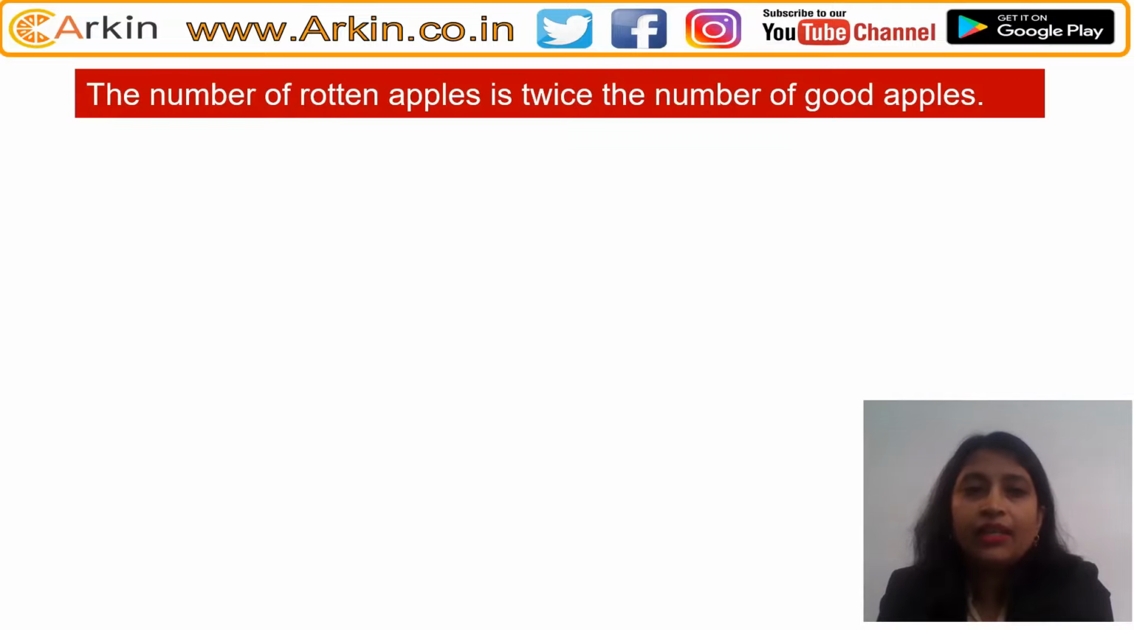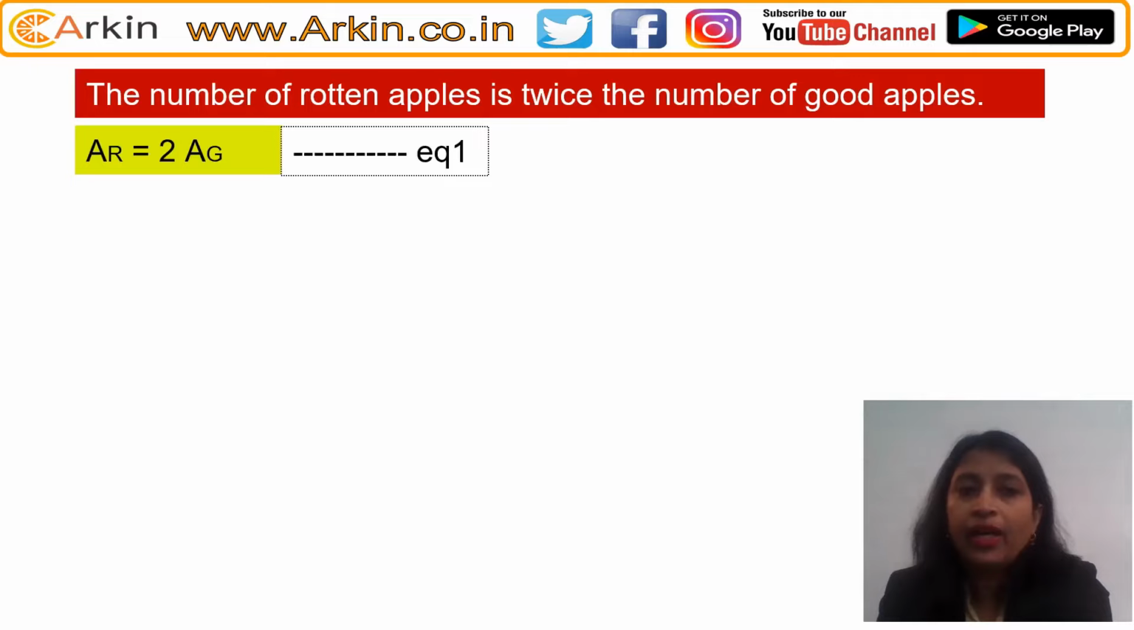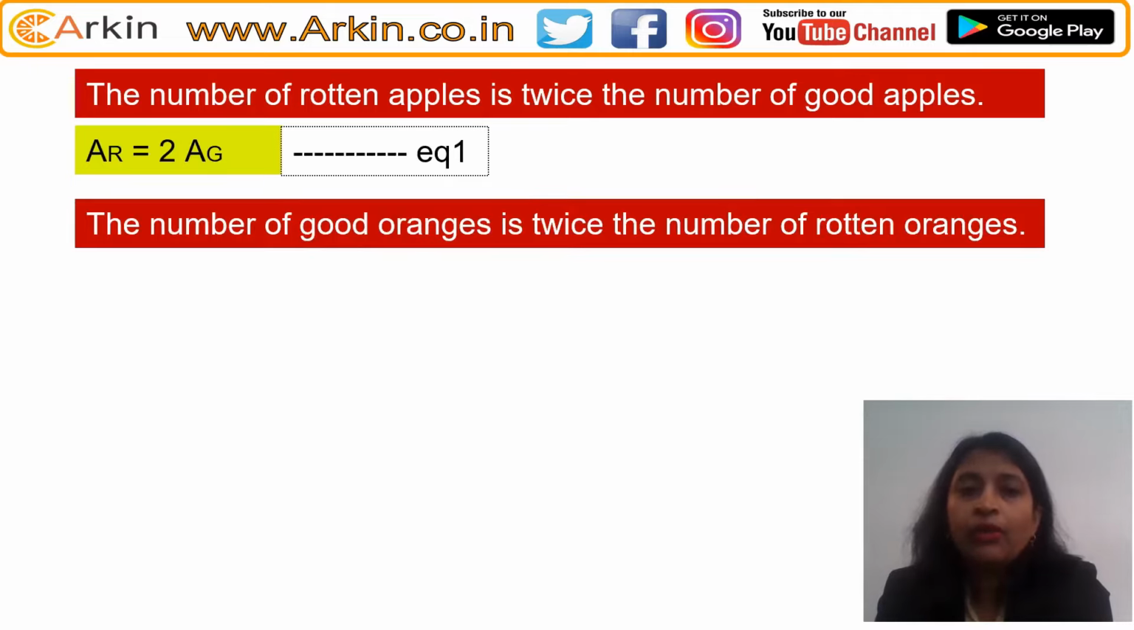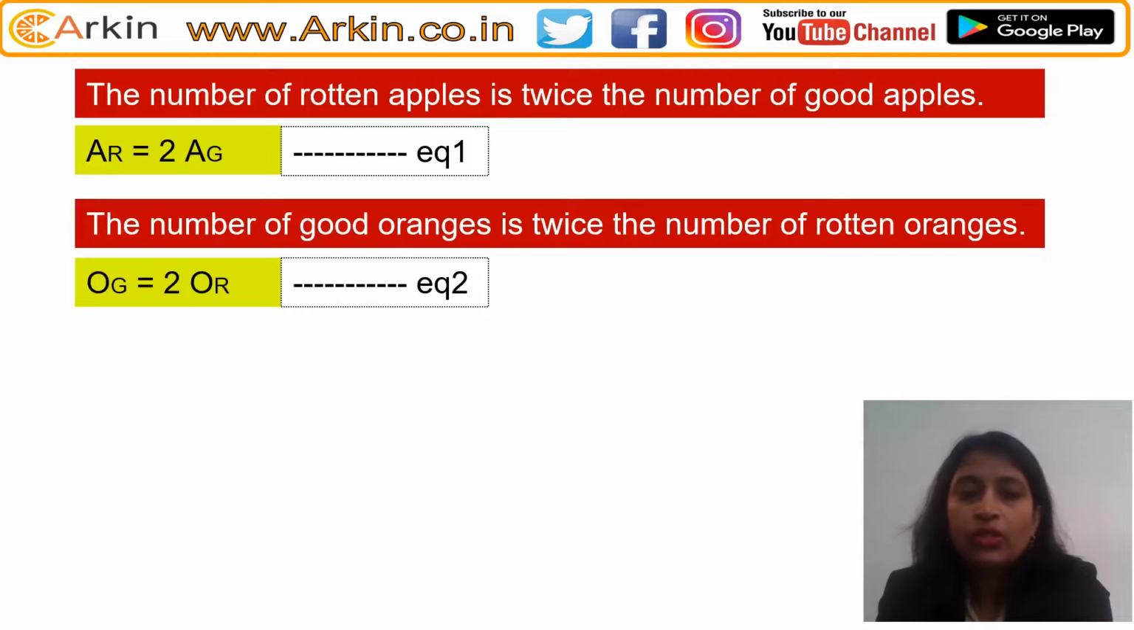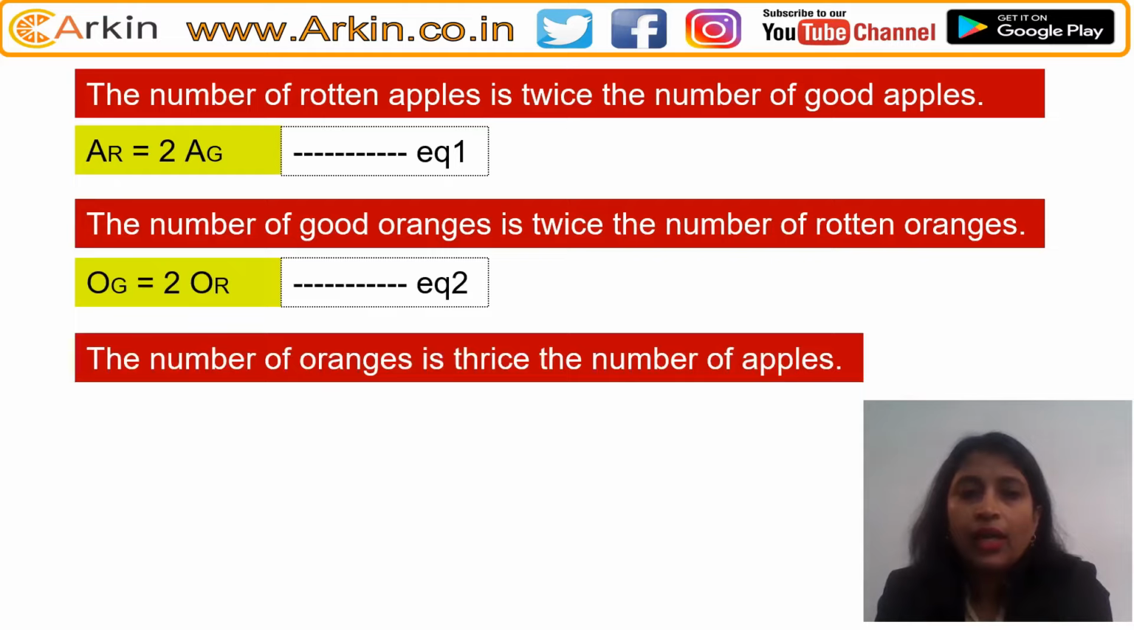Let's jot down some more information given here. It's given that the number of rotten apples is twice the number of good apples. So AR will be equal to 2AG. Let's term it equation 1. The number of good oranges is twice the number of rotten oranges. So OG is equal to 2OR. And then the number of oranges is thrice the number of apples. So the number of oranges is equal to OG plus OR, combining both the oranges, and the number of apples is equal to AG plus AR, right?